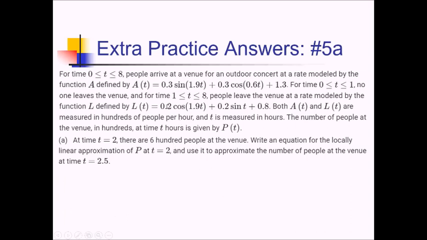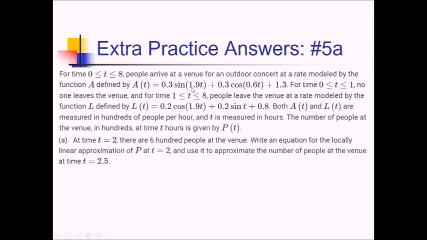For this problem, for times 0 to 8, people are arriving at an outdoor concert at a rate modeled by this A function. And by the way, this is a calculator problem. So it would probably be a good idea to plug this A function into your calculator. And now for times 0 to 1, they're telling us no one is leaving. But for times 1 through 8, people are leaving. They didn't like what they heard, so they're starting to leave.